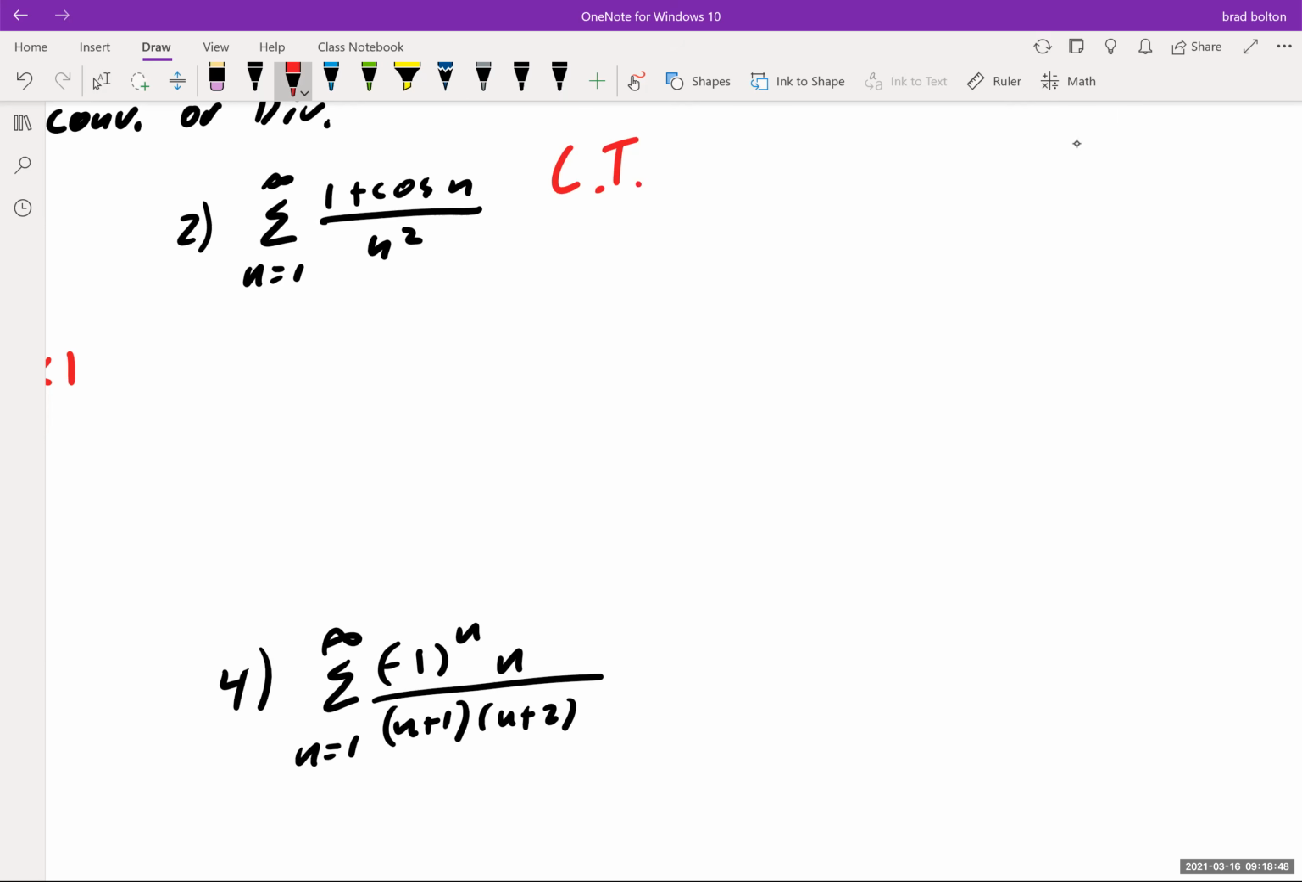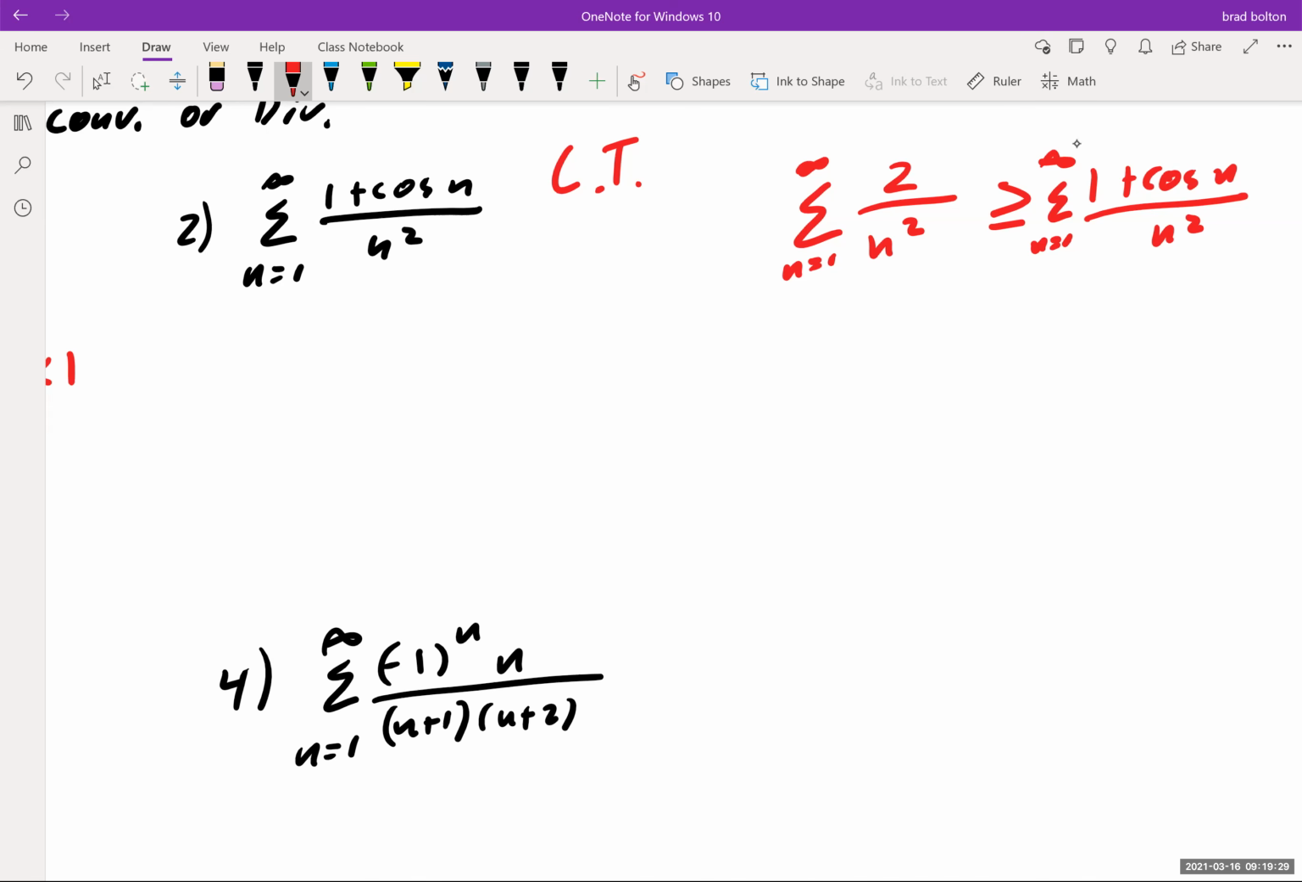Okay. So what I'm going to do is I'm going to do my comparison as 2 over n squared. Okay, because I know that cosine of n at most could ever be 1. The biggest it could ever be is 1. Okay, so that means then that 1 plus cosine of n over n squared will always be less than or equal to 2 over n squared. Oops, let me put the series. So then the sum of 2 over n squared must always be greater.